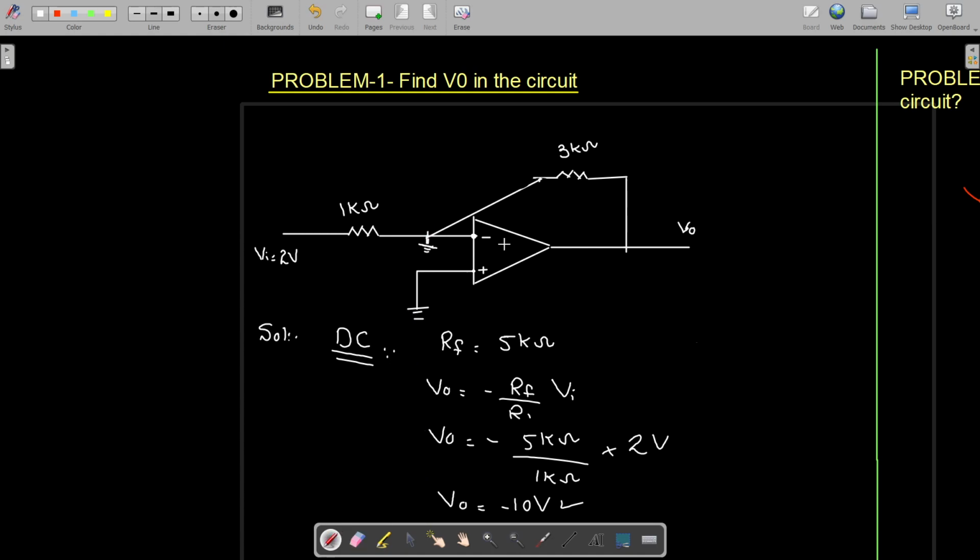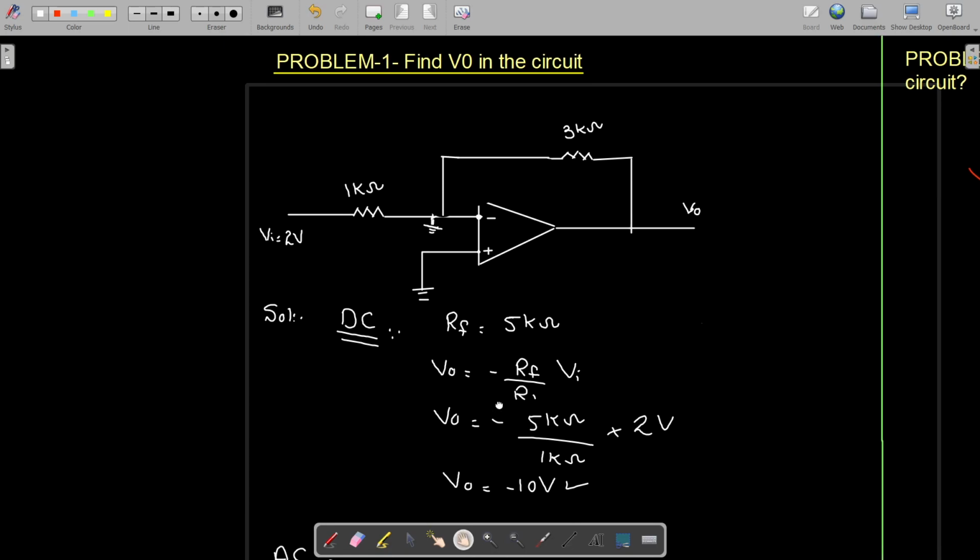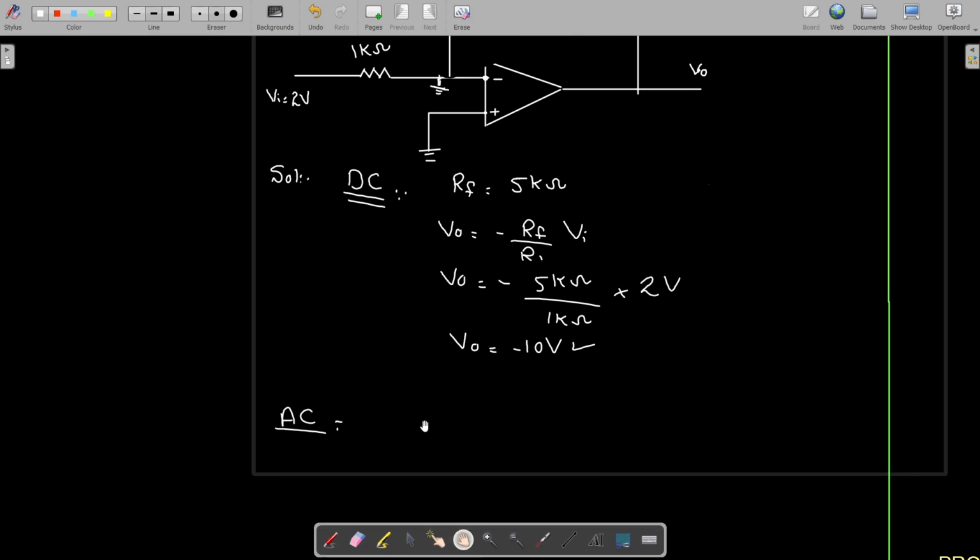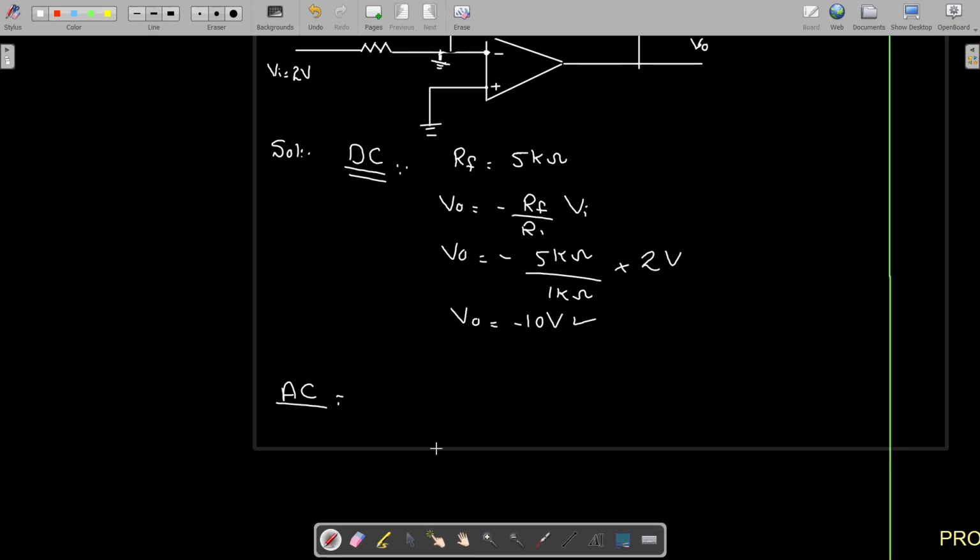I can remove this like this. So this is nothing but an inverting op amp. I can redraw this like this. Let me draw it in a better manner like this. So for the AC case, this is your inverting op amp where Vi is 2 volt. So again V0 is equal to minus RF divided by R1 into Vi, which is 2 volt.